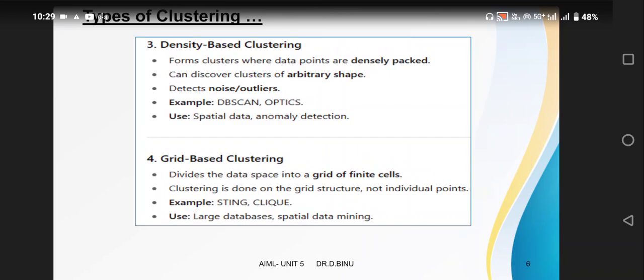Fourth category is grid-based clustering. It divides the data space into a grid of finite cells. Clustering is done on the grid structure, not individual points. Examples: STING, CLIQUE. Applications: large databases, spatial data mining.